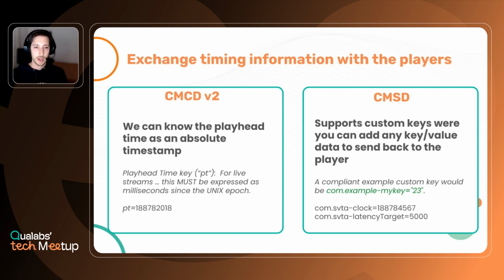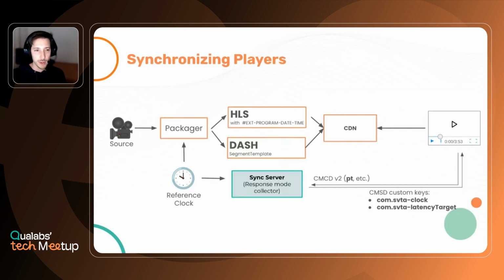That is, we created a key called com.sbta/clock. That it's a reference clock. It will be the same reference clock that we use to package the content. And also another key that is com.sbta/latency target, that, as you expect, is the latency target we want from the player.